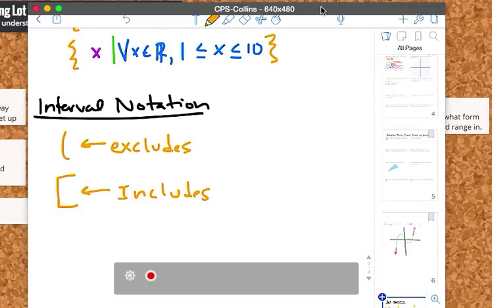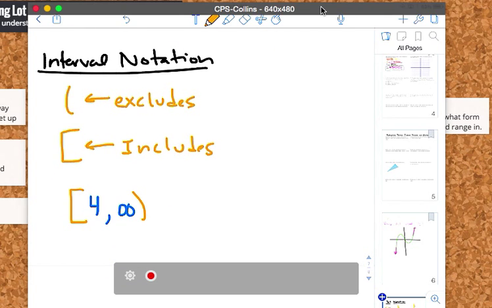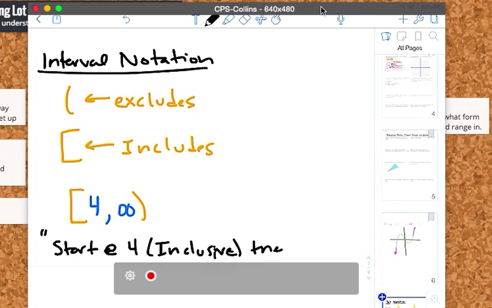If I can use 4, I would draw a square bracket. I can start at 4 and end up at infinity, and then close it off with a curved bracket. Curved brackets always touch infinity because it's a number you can't technically reach, so you always use a curved bracket to indicate it. If you're looking at this in words, it says I start at 4, and I'm going to write inclusive here, meaning that I can use it. I start at 4, then go to infinity.